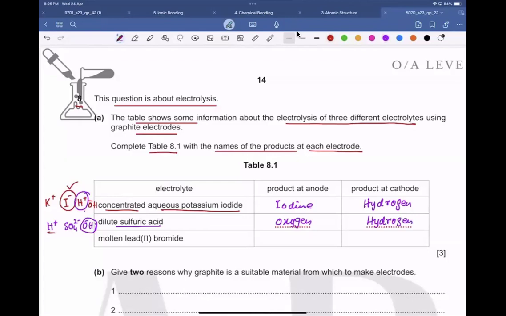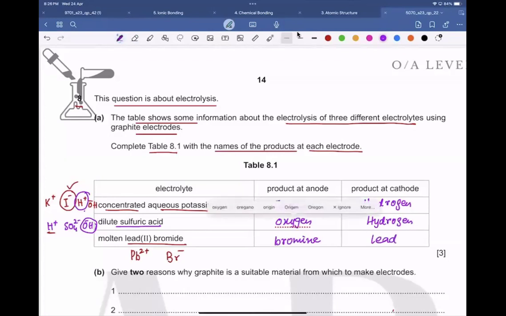Okay. Now we have molten lead(II) bromide. So it's a lead 2 positive ion and a bromide 1 negative ion. So in this case, we have one cation and one anion. So the anion bromide will form bromine, and the cation, the lead ion, will form lead metal. Is this clear to all of you? Yes, Kamar, what didn't you understand? Okay.